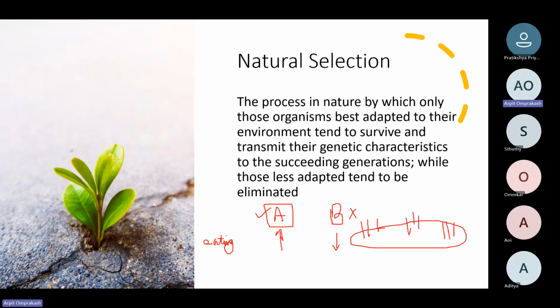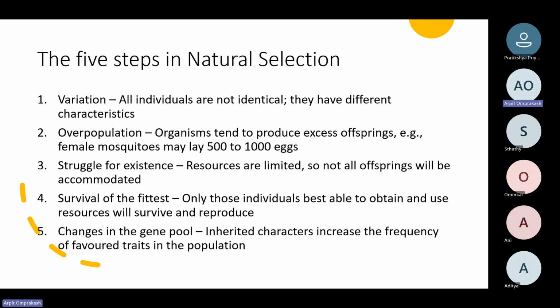Right. Then we talked about natural selection, which is basically the process by which organisms best adapted to the environment tend to survive and transmit their genetic characteristics to succeeding generations, while those that are less adapted tend to be eliminated. We talked about the five steps in natural selection.